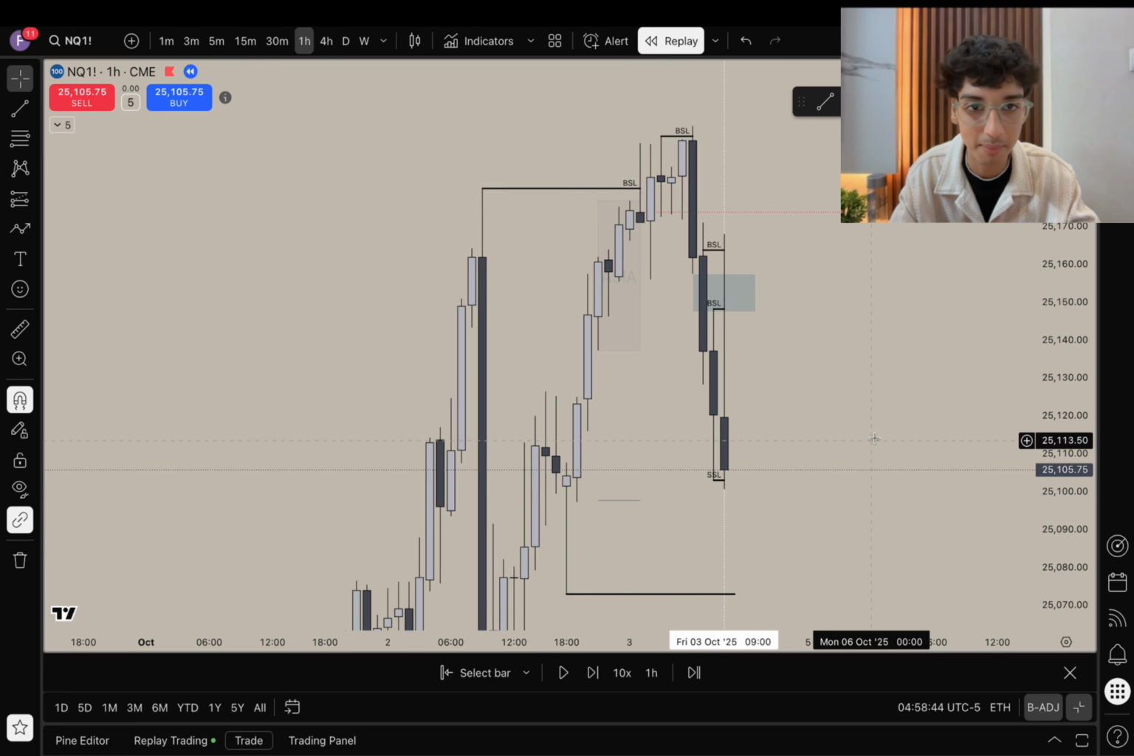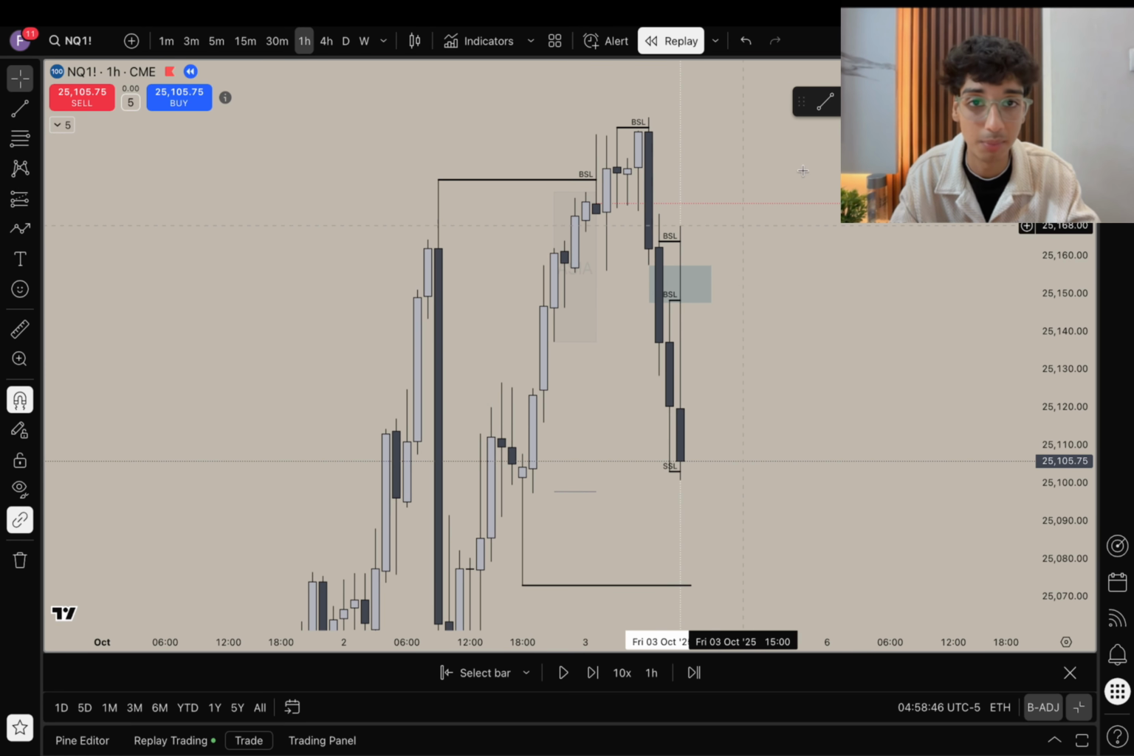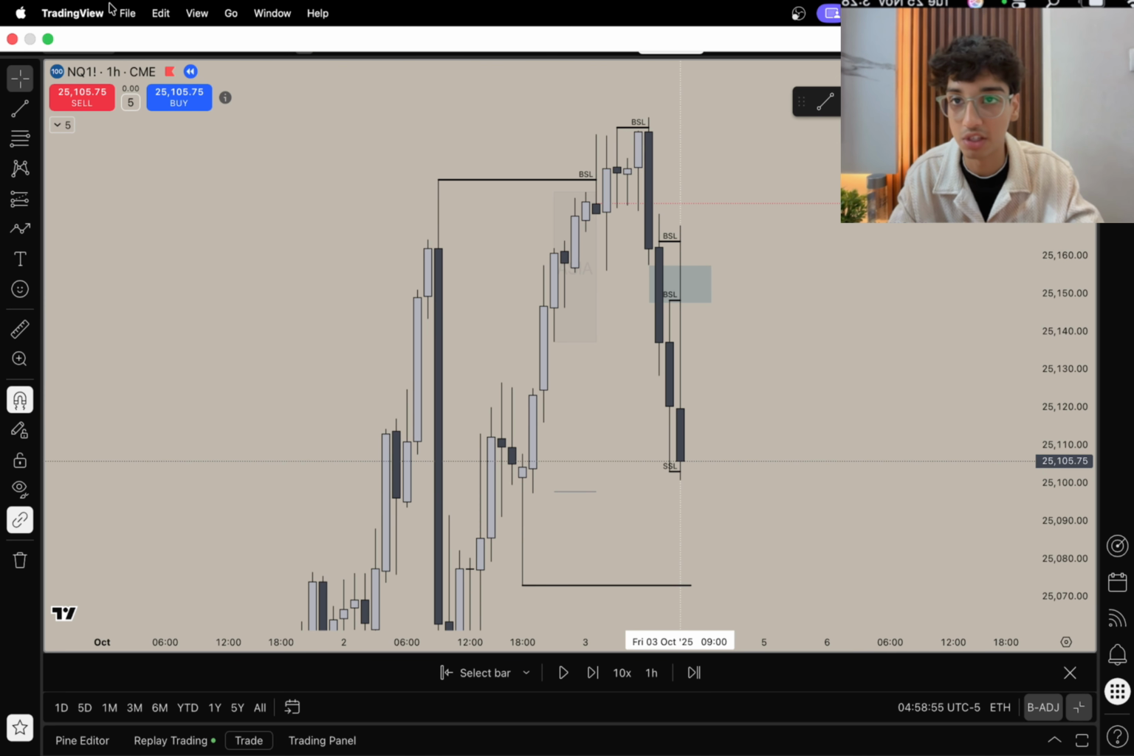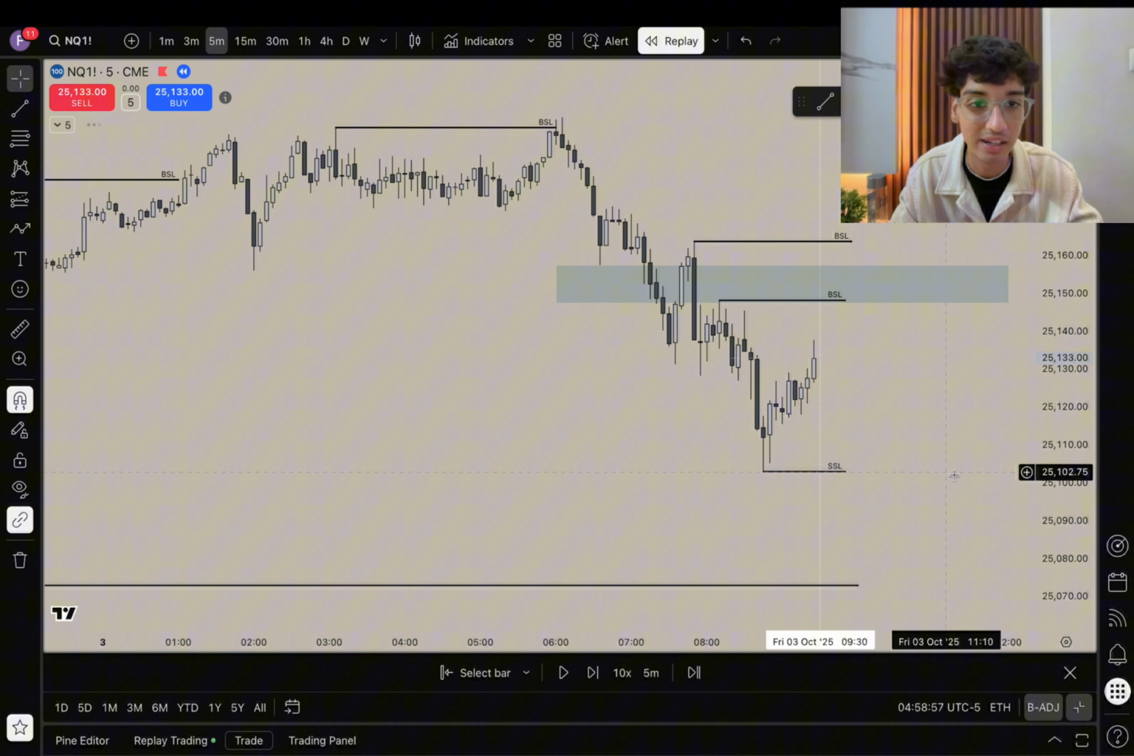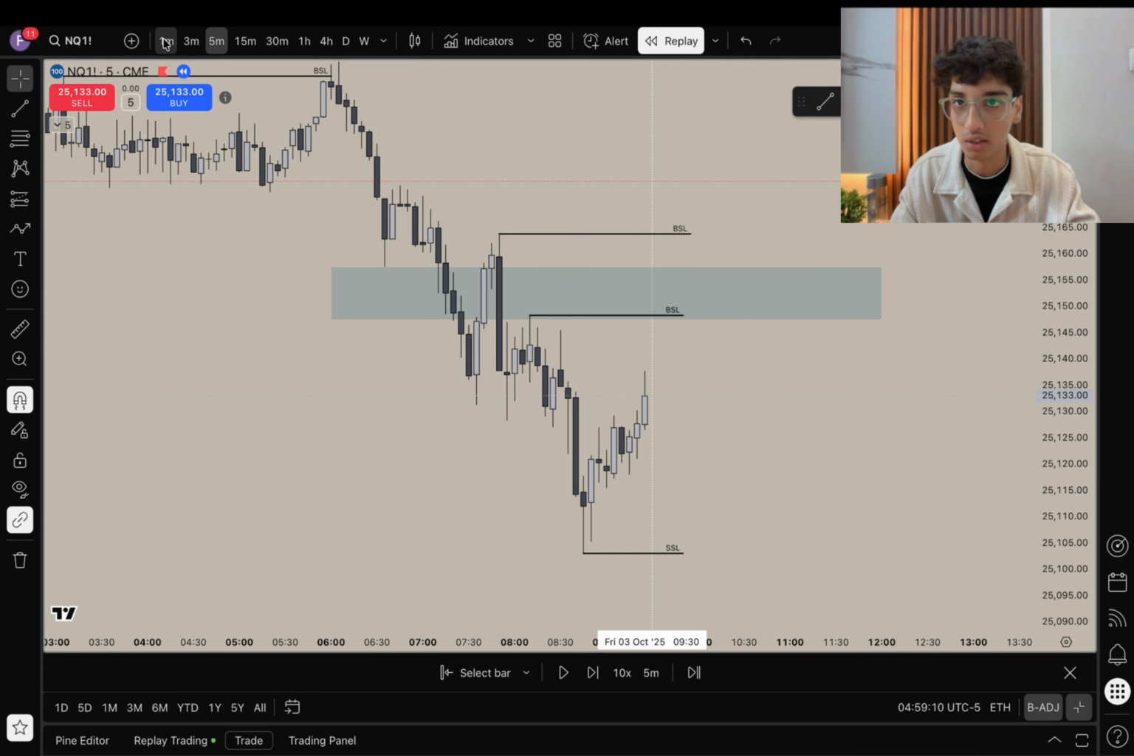Okay, bias ended up playing. This is a 1 hour inefficiency we ended up creating, like on the 1 hour. Actually looking simple: rebalance back to inefficiency and equilibrium, and hunt internal bias liquidity which we have on the lower time frame. We can see it clearly. Just waiting, guys.